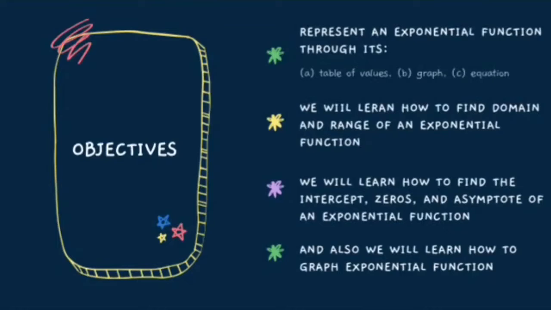First, we will learn to represent an exponential function through its table of values, graph, and equation. Second, we will learn how to find the domain and range of an exponential function. Third, we will learn how to find the intercepts, zeros, and asymptote of an exponential function. And last, we will learn how to graph an exponential function.